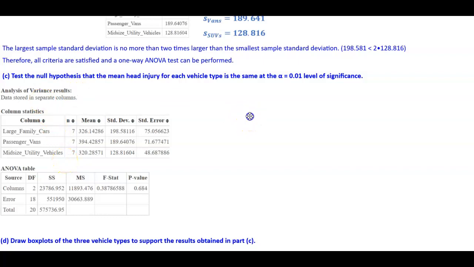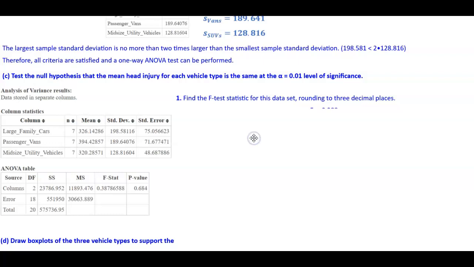So in order for us to test, we need to do the following. We need to find the F test statistic for this data set, rounding it to 3 decimal places. So here is the F test statistic, and we're going to round that to 3 decimal places, so therefore it's going to give us 0.388. Okay, the next thing that we want to do is find the p-value and then round it to 4 decimal places if necessary. Well, here's our p-value, and it's at 0.684. So therefore, there is our p-value at 0.6840.